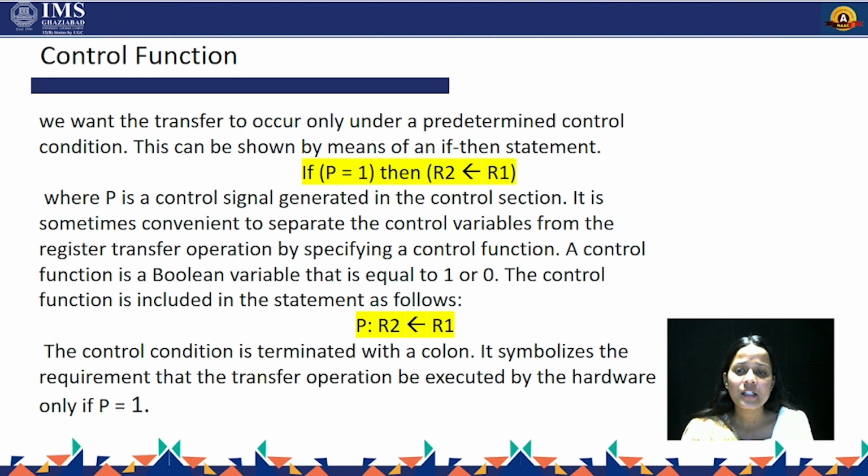P is a control signal which is in the control section. It is a Boolean variable whose value can be 1 or 0. So P is a control signal in the control section. It will control the transfer of the data from register R1 to R2. So in this, the if-then statement will play a role. If P is equal to 1, only then the data of R1 will be transferred into R2.